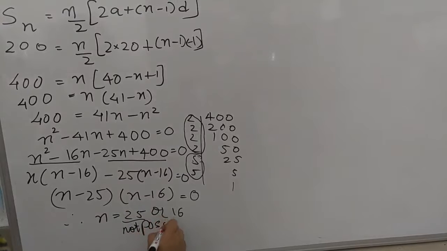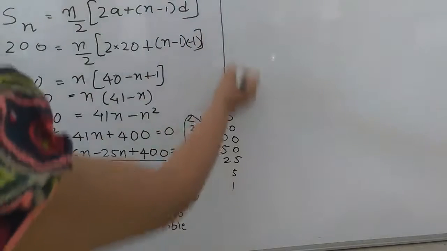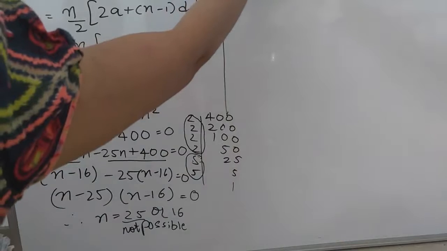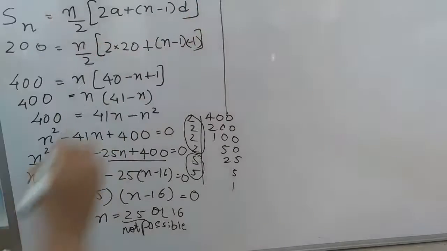So which answer is possible? n is equal to 16. Now see, we have found how many rows are there. So we can find now T16, that is how many logs are there in the top row. So first answer is 16 rows. This is our first answer.